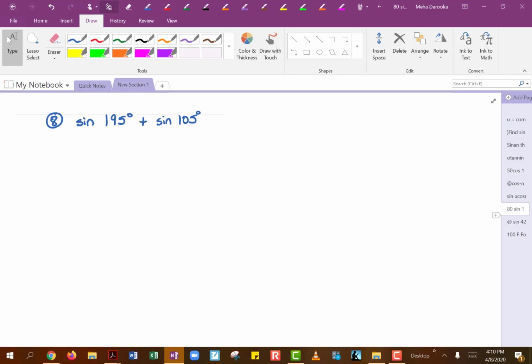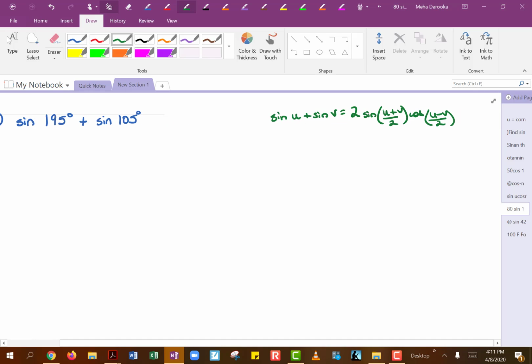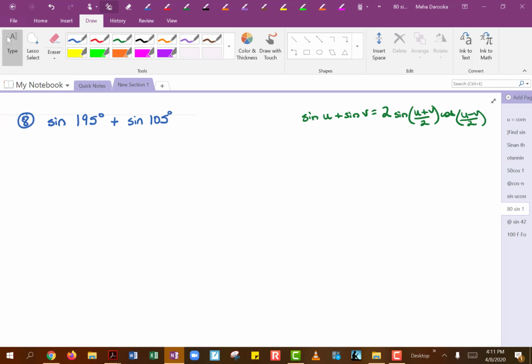So again, let me write that rule down. We are doing sine of u plus sine of v. So that's going to be 2 times sine of u plus v over 2. And of course, the second part was going to be cosine of u minus v over 2. Okay? So that's kind of what that guy ends up looking like. So let's put this together here.